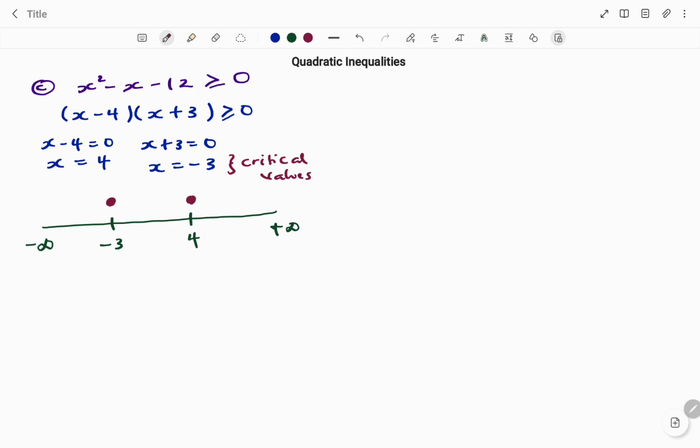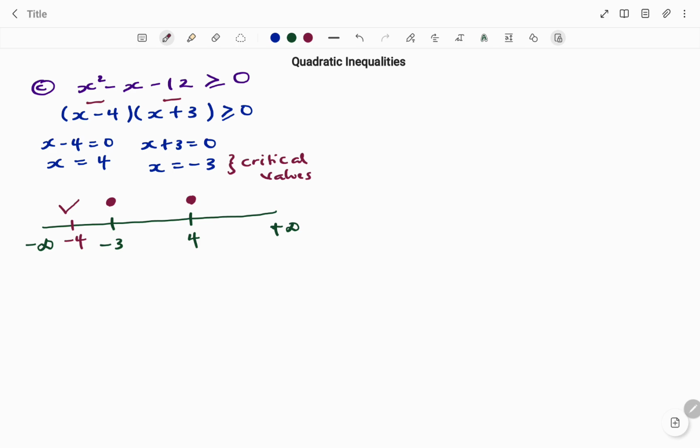Now I'm going to test a point less than negative 3. For example, a point negative 4. Negative 4 in my first bracket will give me negative 8. That's a negative value. Negative 4 plus 3 will give me negative 1, so that's also negative in the second bracket. If I multiply negative times negative, it's going to be positive, which is a number greater than 0. So for numbers less than negative 3, the inequality is true at that point. So I'm going to put my tick sign.